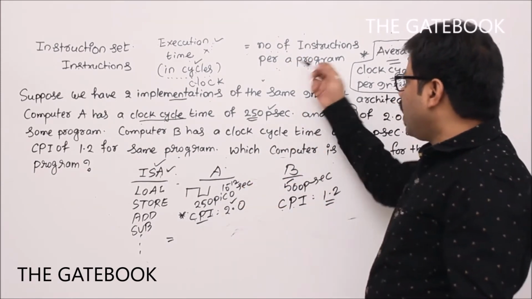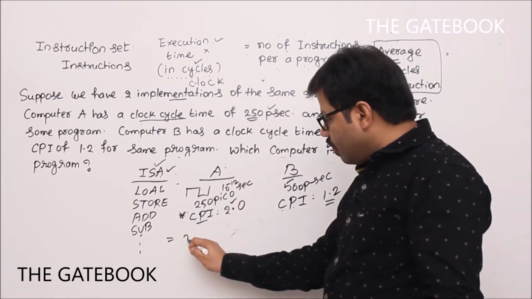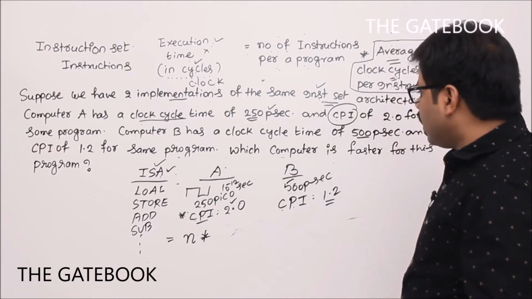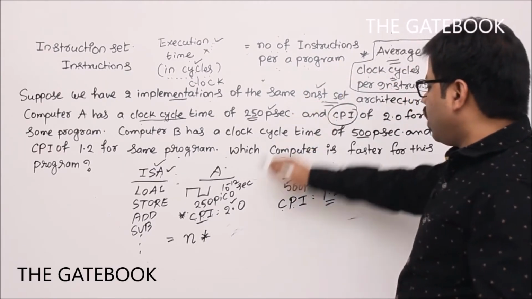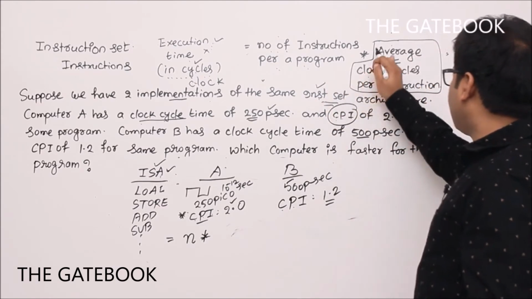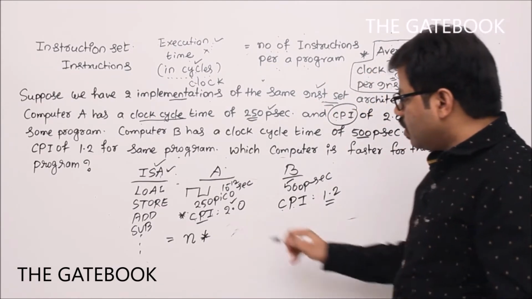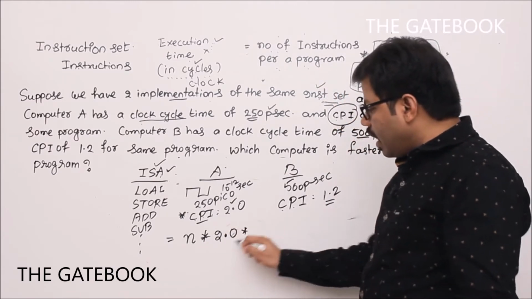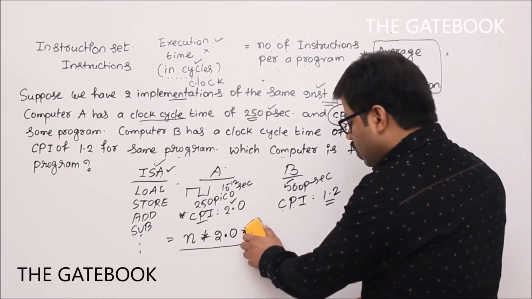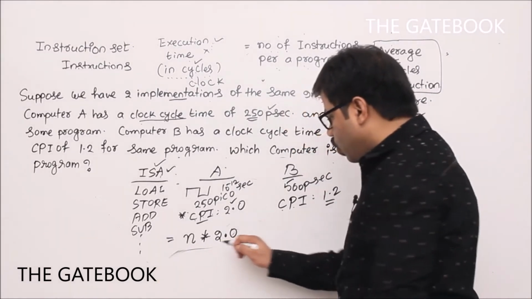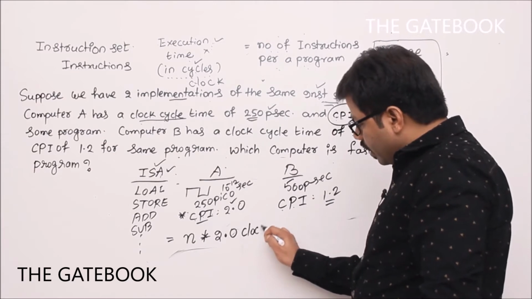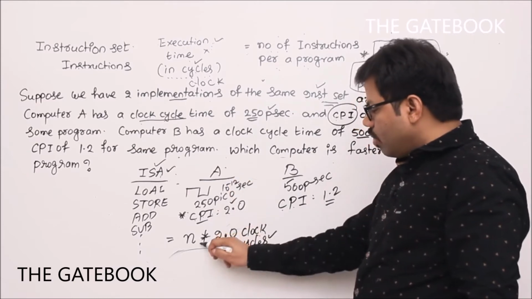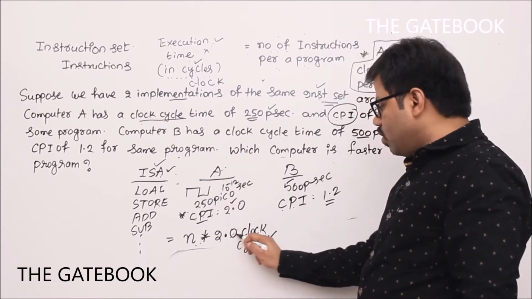How many instructions do we have for a program? That is not changed. So let us assume that we have n instructions, n into, each instruction execution time, average clock cycles per instruction is 2, right? And if you want to know the time, let me calculate this using seconds. Otherwise let's keep it as it is, n into 2.0 cycles, right? How many clock cycles are required to execute this program under computer A? N into 2.0 clock cycles.